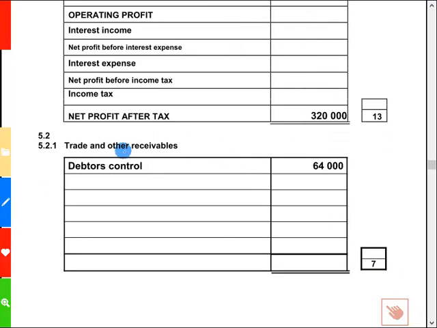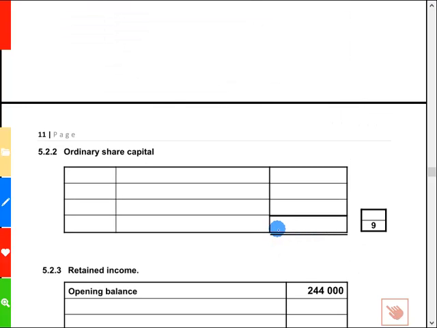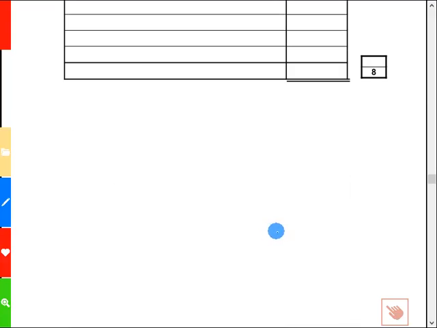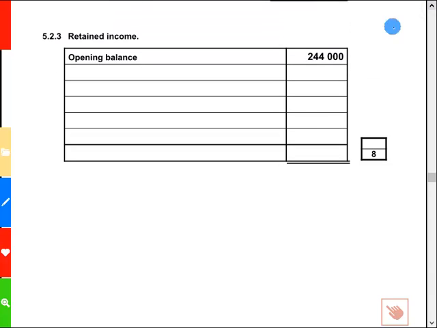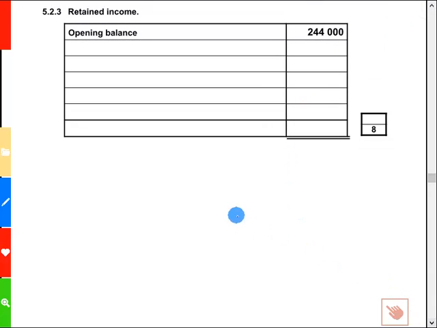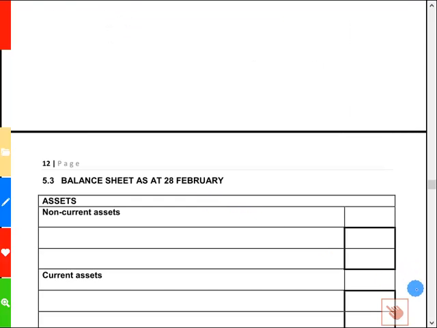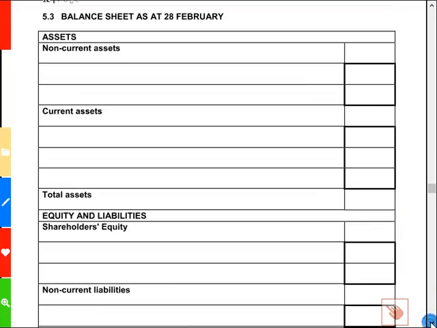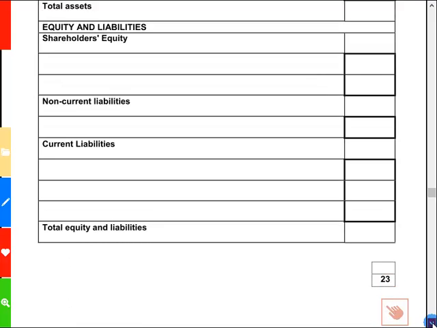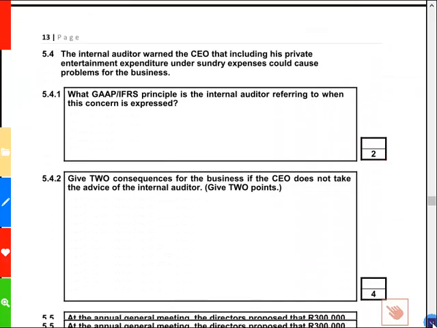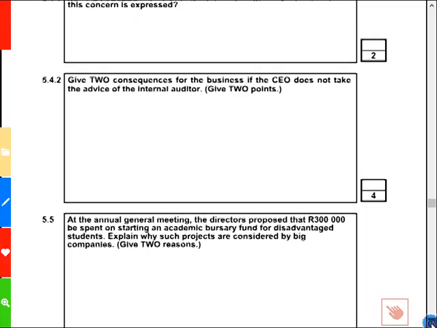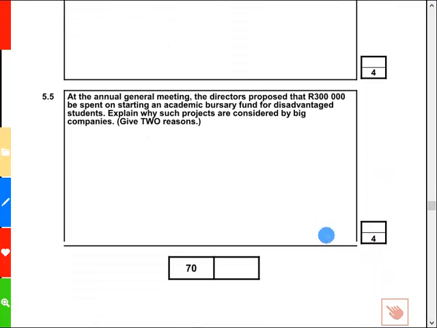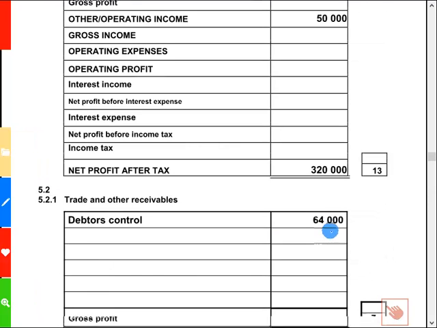Then 5.2.1, we're asked to do the trade and other receivables for 7 marks. 5.2.2, ordinary share capital for 9 marks. Retained income note for 8 marks. And the balance sheet as at 28th February, and they've already given us the format here, very generous of them, for 23 marks. And then we've got a couple of theory questions for 10 marks. Total of 70 marks.